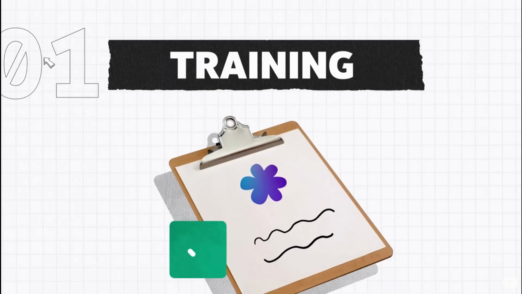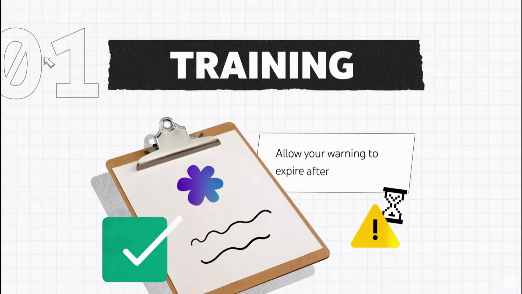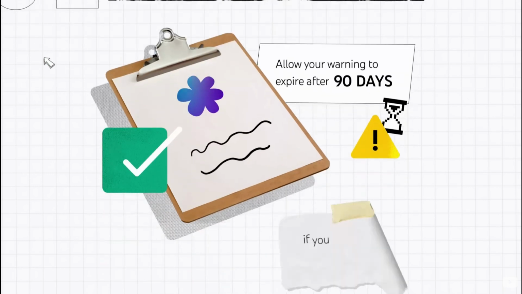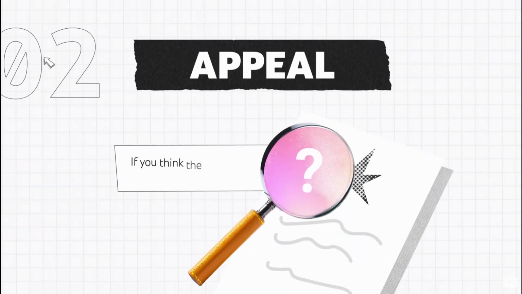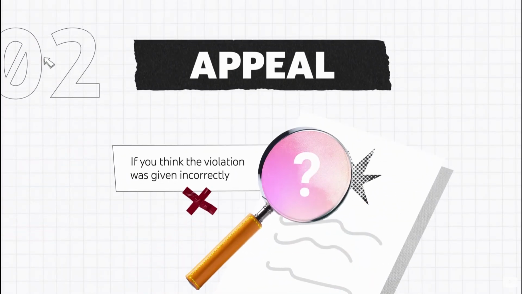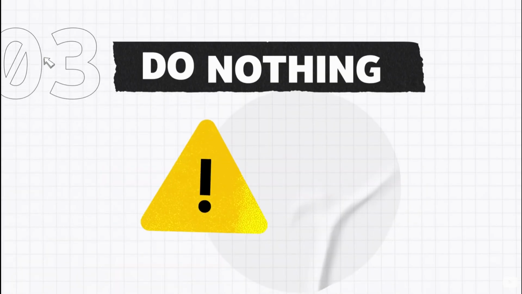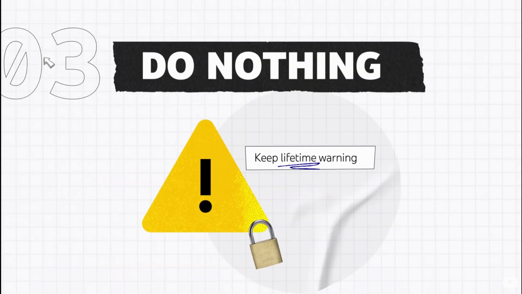Option 1, you can take a policy training, which will allow your warning to expire after 90 days if you don't violate that same policy again within that time frame. Option 2, you can appeal the warning if you think the violation was given incorrectly. Or option 3, you can do nothing and keep the lifetime warning on your channel.